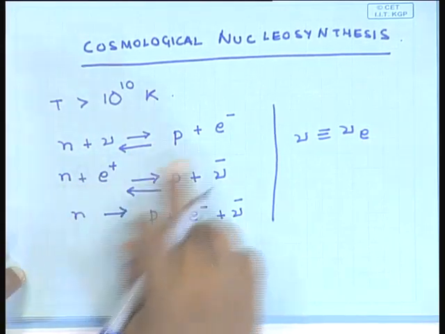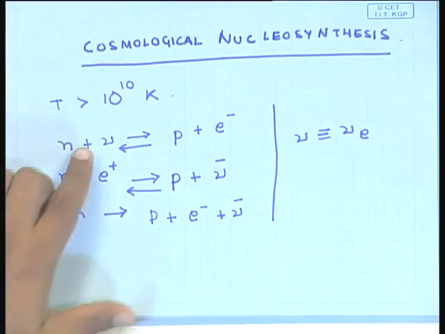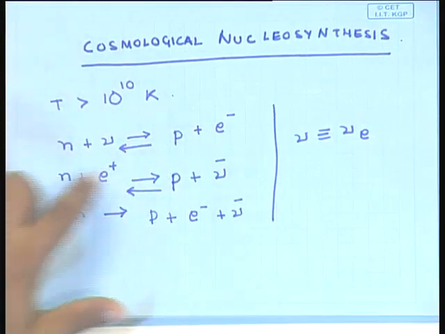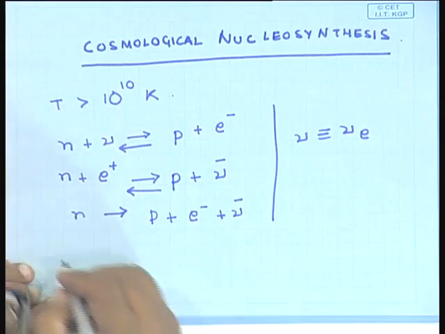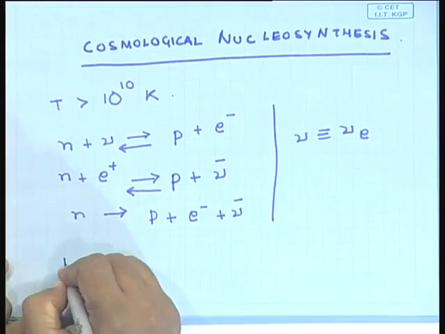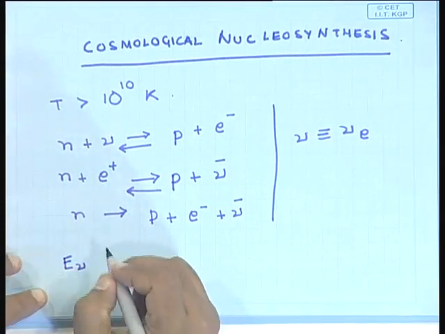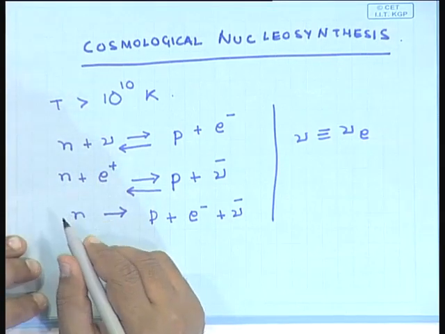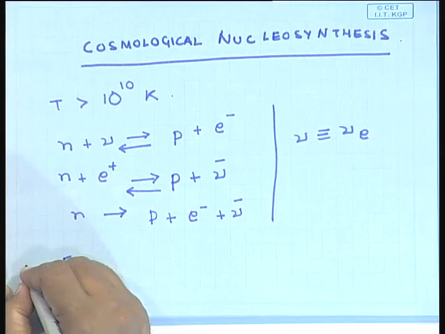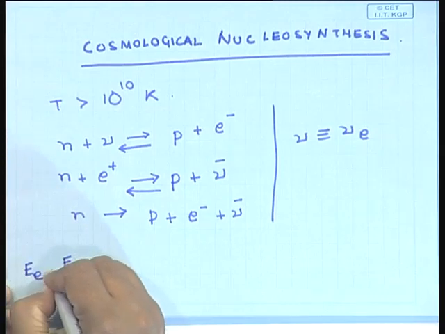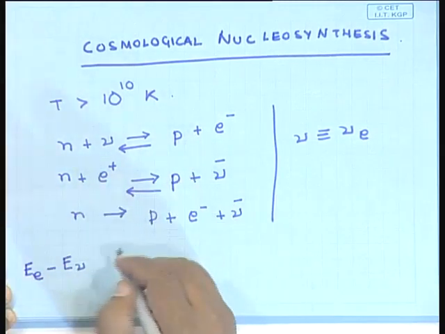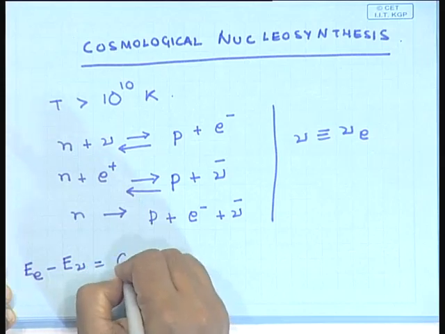So now if you balance the energy of these reactions, then the energy of the electron minus the energy of the neutrino is equal to Q.